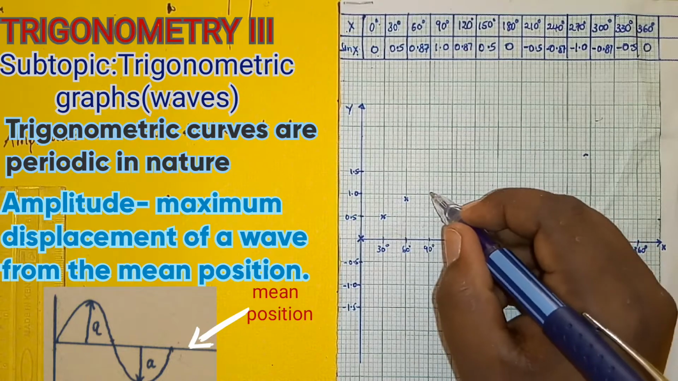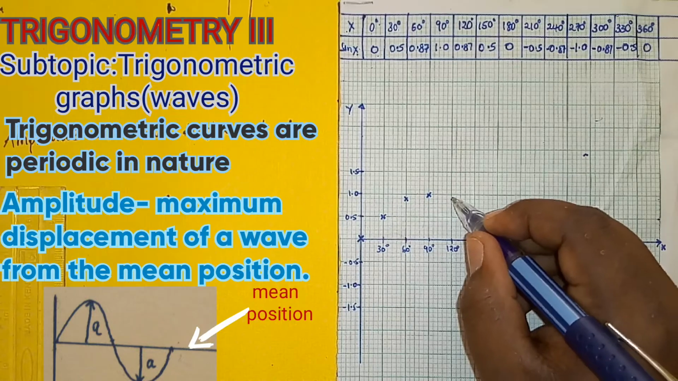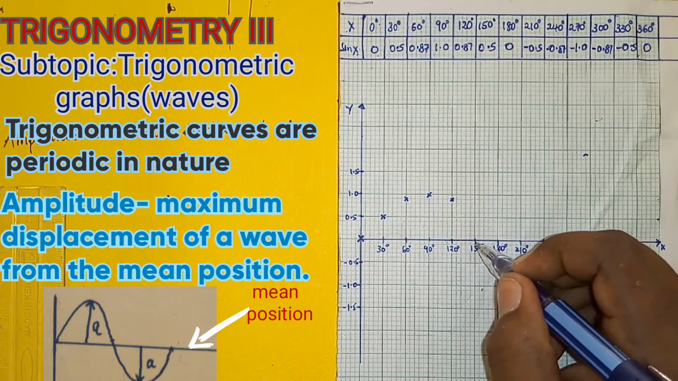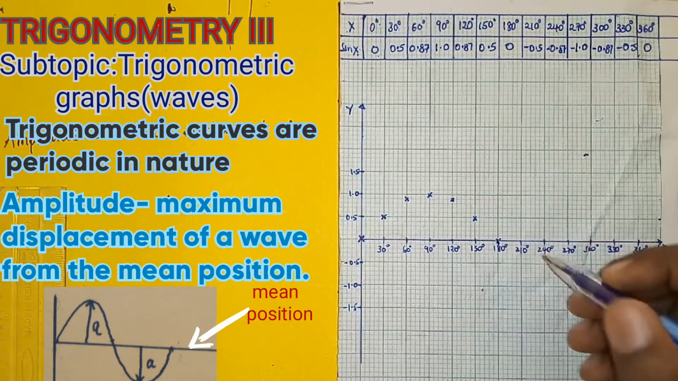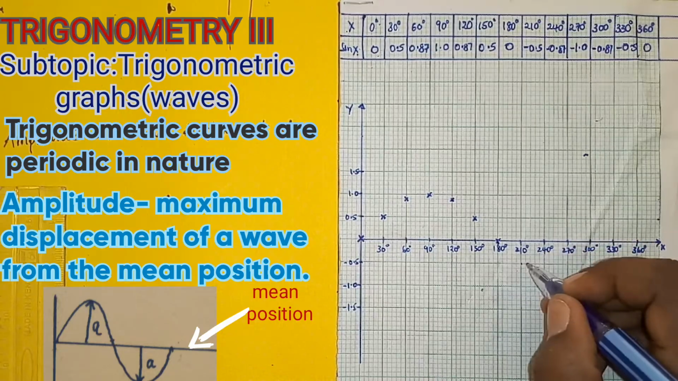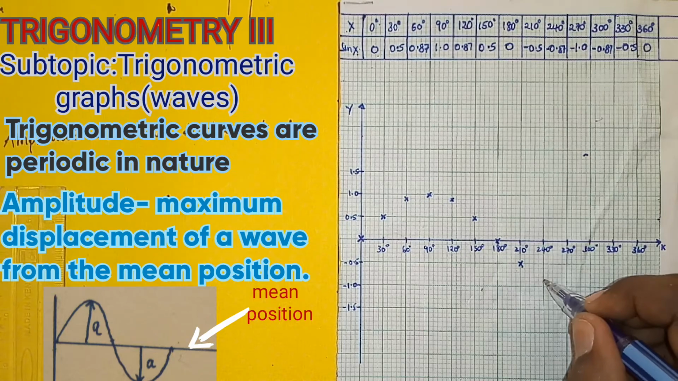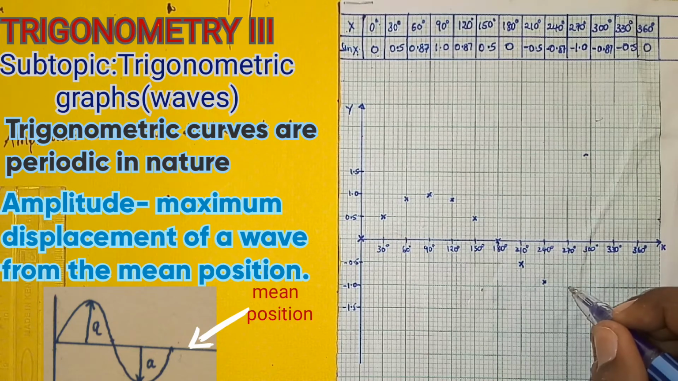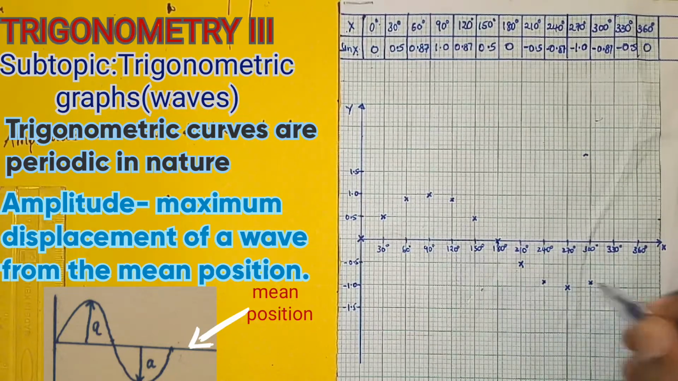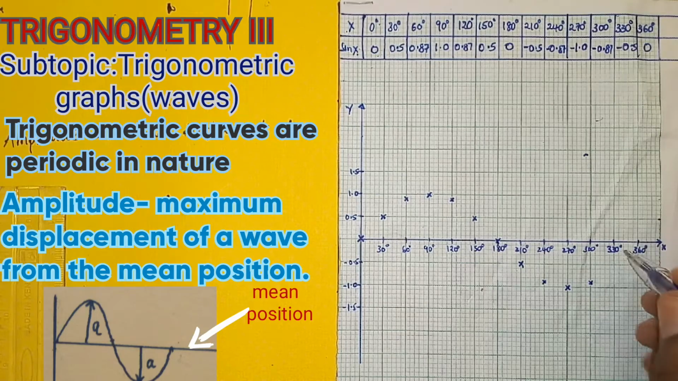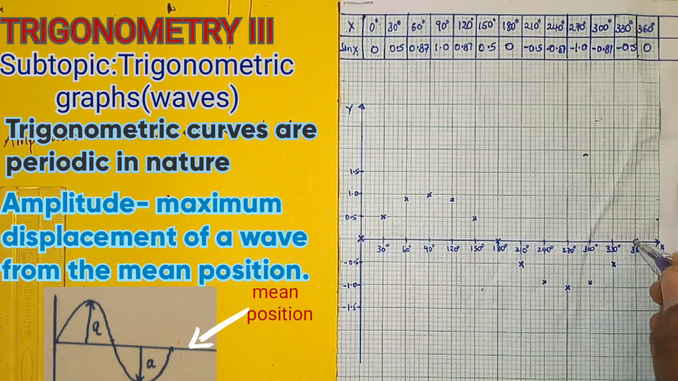When x is 90, that will be 1. At 120, it will be 0.9. At 150, that will be 0.5. At 180, that is 0. At 210, that will be negative 0.5. At 240, we can take as negative 0.9. At 270 will be negative 1. At 300, that will be negative 0.9. At 330, that will be negative 0.5, and 360 will be 0.